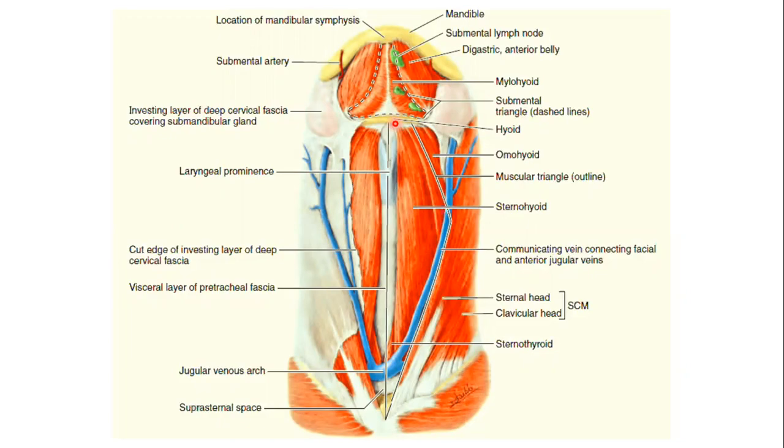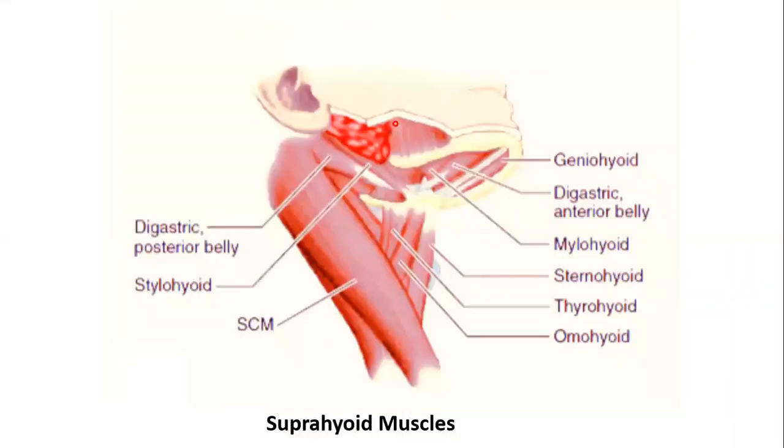These are the four suprahyoid muscles, and you can identify them here. This is the mylohyoid, the first muscle amongst the suprahyoid muscles. Then the next muscle is the geniohyoid. Then you come here: this is the stylohyoid, the third muscle. The fourth muscle is the digastric, which has two bellies, the anterior belly and the posterior belly.